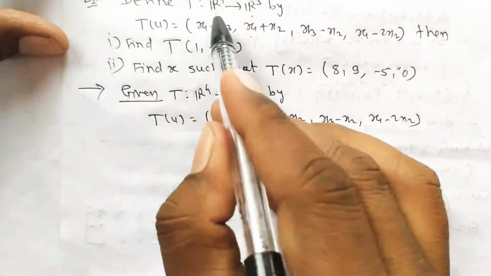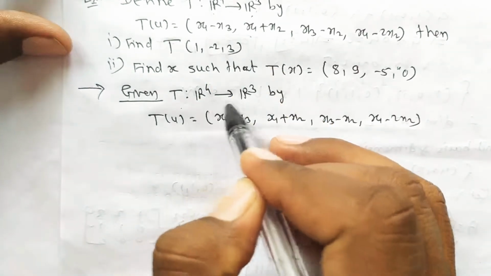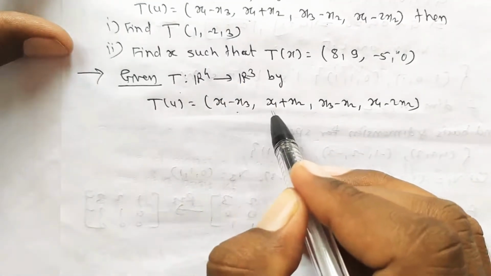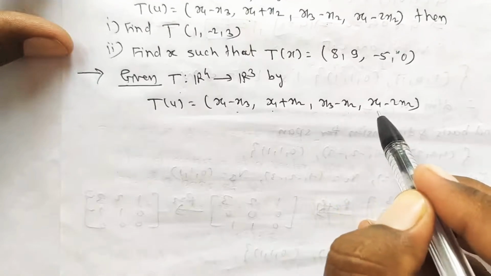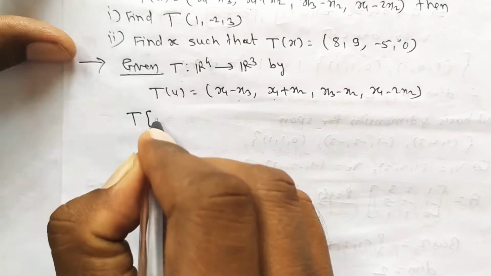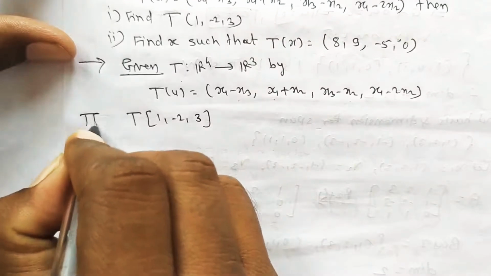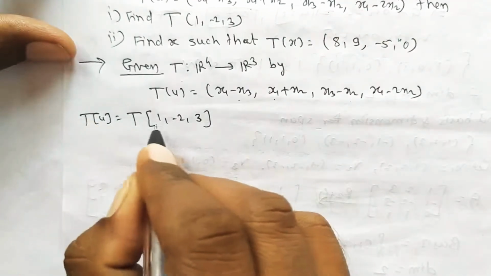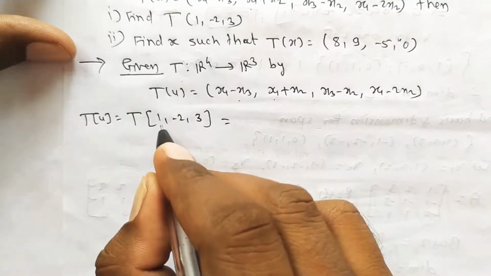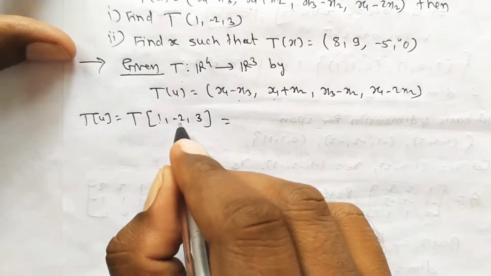Now in the problem it is given that T is defined from R4 to R3. So first write what is given: T from R4 to R3 defined by T of u equal to (x1 minus x3, x1 plus x2, x3 minus x2, x1 minus 2x2). So we have to find T of (1, minus 2, 3). Here you have to take u equal to (1, minus 2, 3), so take T of (x1, x2, x3). Okay, so x1 is 1, x2 is minus 2, x3 is 3.